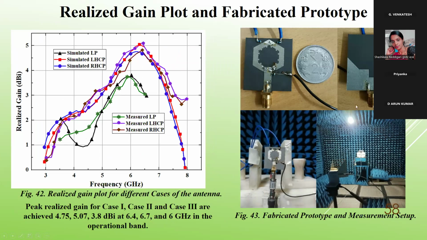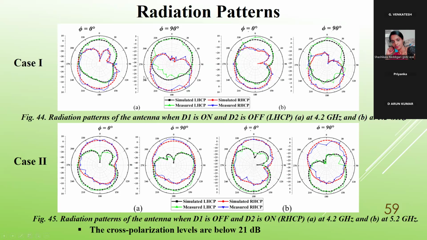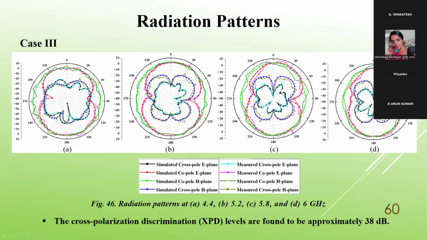And this is the fabricated prototype along with the measurement setup in our anechoic chamber. So again, the 2D radiation plot, where we can check the cross polarization level for all the cases. D1 is off, D2 is on for RSCP, and for case 2 and case 1, D1 is on, D2 is off, LSCP. For 4.2 GHz and 5.2 GHz, the cross polarization levels are 21 dB. That can be checked from the plot easily. So case 3 is the case of LP.